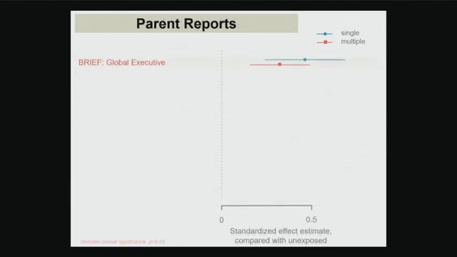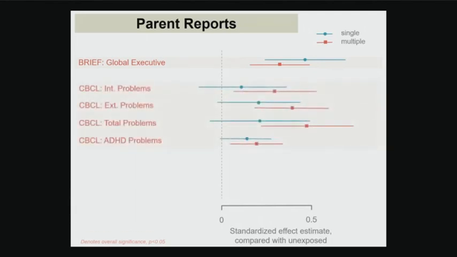How about the parent reports? This is the BRIEF, which is a report of executive function. You can see that the effect estimate was significantly greater for both singly and multiple exposed children. Greater means more problems, okay, for all of the parent reports. If you look at the Child Behavior Checklist, you can see that for the singly exposed, no significant difference. For the multiply exposed, reported more problems in all of these areas: internalizing problems, externalizing problems, total, and ADHD problems.